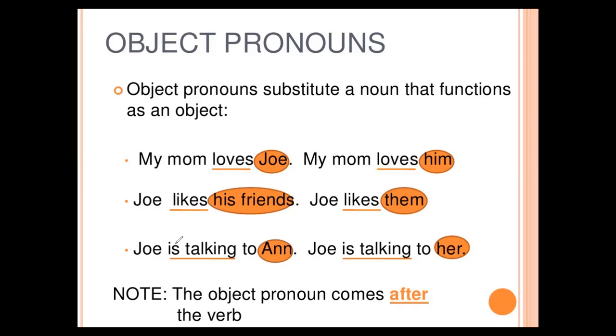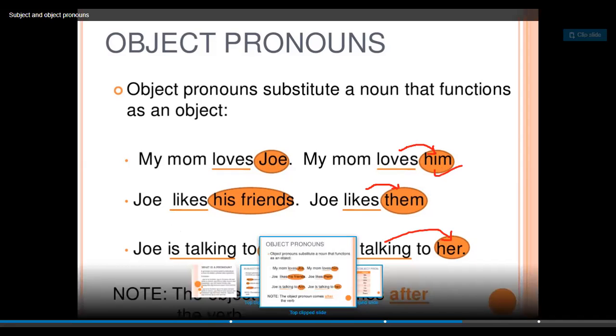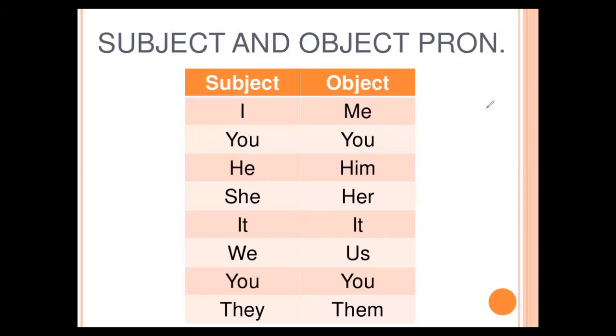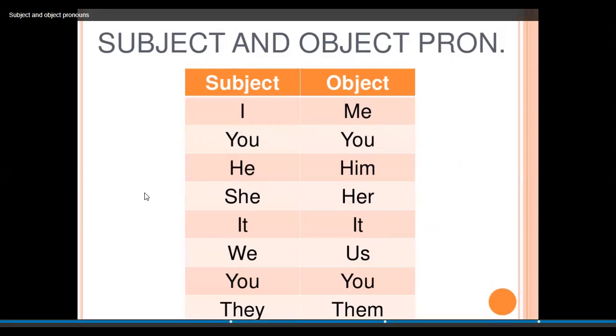And in the object pronouns, I want you to notice that they always come after the verb, at the end of the sentence. Him, them, her, me, they always come at the end. So I want you to memorize it this way, my girl. Now, do you have page 250? Go to page 250. Just a minute. Before you open it, let me show it to you this way.